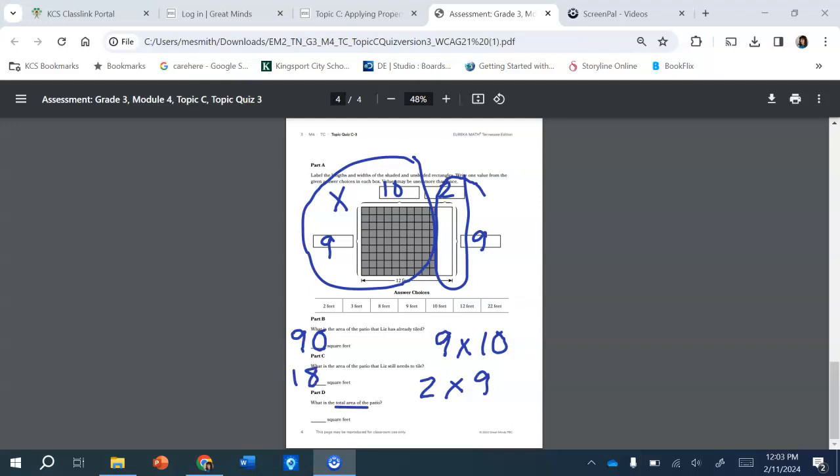And then what is the total area? I'm going to put together my 90 square feet with my 18 square feet to give me 108 square feet.